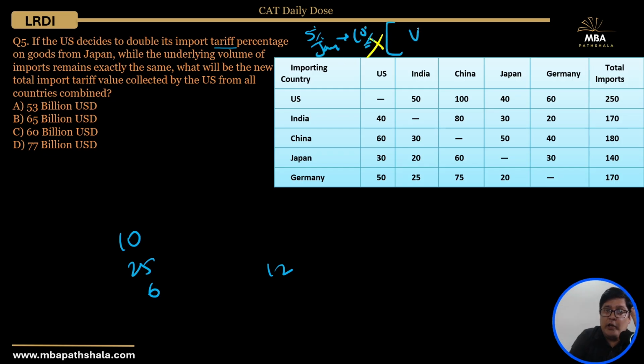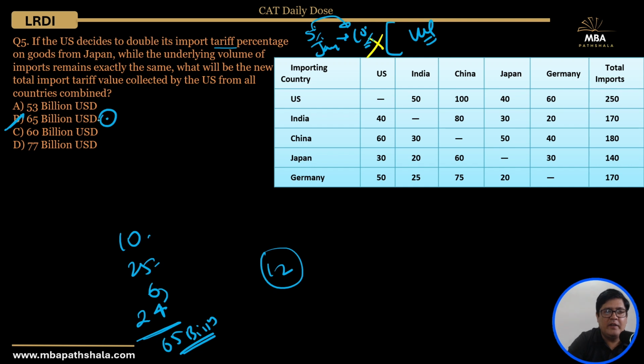But the volume is still the same. They are not changing the amount of imports. Because you're doubling the percentage, you will get double the tariff, but only from Japan. So from Japan, they are expecting 24 billion in tariff. So what should be the addition? This is 30, 55, 10, 65. So US expects $65 billion in tariff if they double tariff from Japan alone.